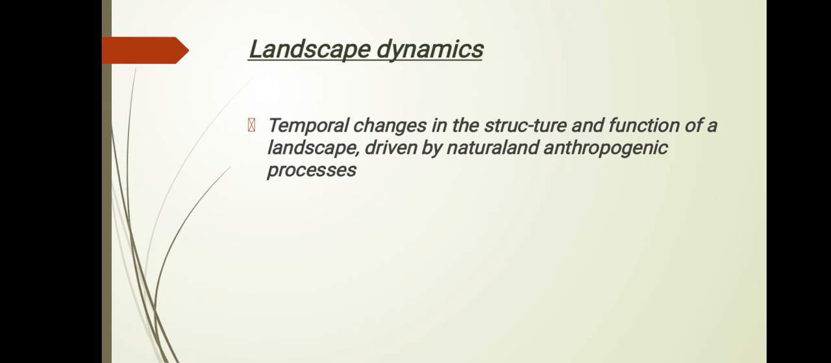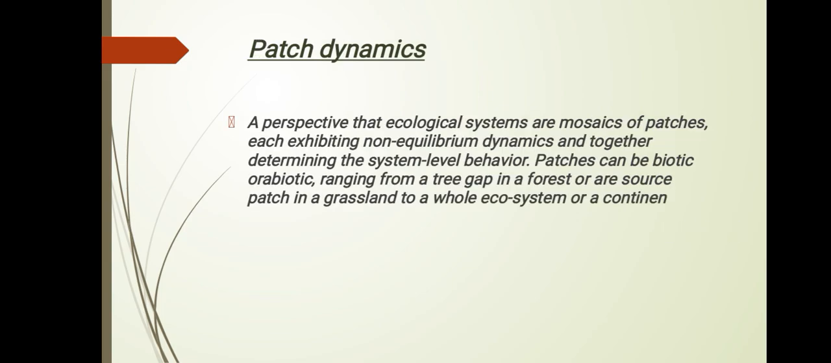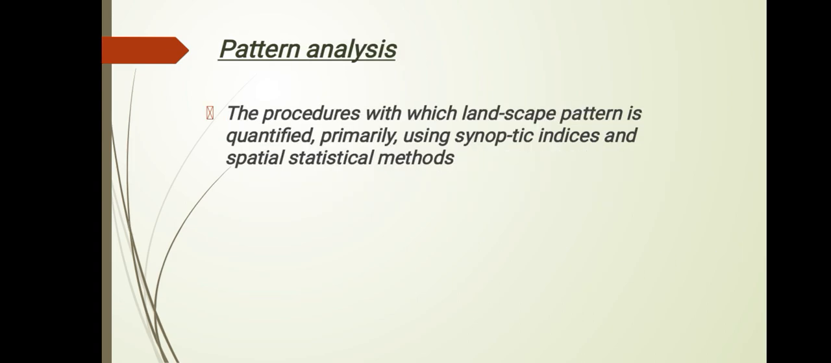Landscape dynamics: temporal changes in the structure and function of a landscape driven by natural and anthropogenic processes. Patch dynamics: a perspective that ecological systems are mosaics of patches, each exhibiting non-equilibrium dynamics and together determining the system-level behavior. Patches can be biotic or abiotic, ranging from a tree gap in a forest or a bare patch in a grassland to a whole ecosystem or continent.